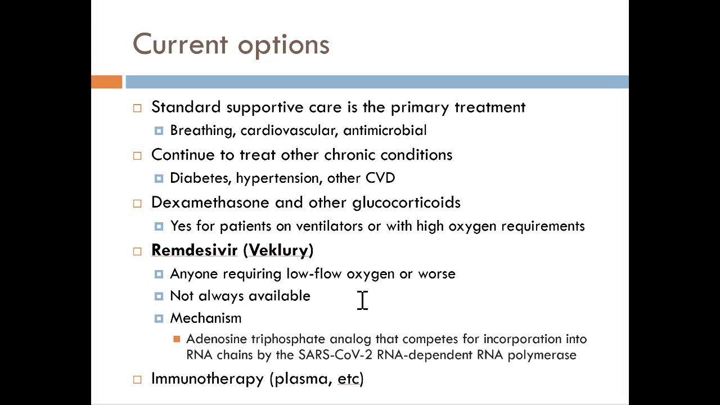Mechanism, what it does is it's a chain terminator. There's also, I just put this at the very bottom, some immunotherapies out there. People are looking at using plasma of patients who have already had COVID and been cured of it, or it's run through their system, so they've built antibodies to it. So you treat patients with existing infections with plasma from those patients, giving them the antibodies they might need to fight the infection off.